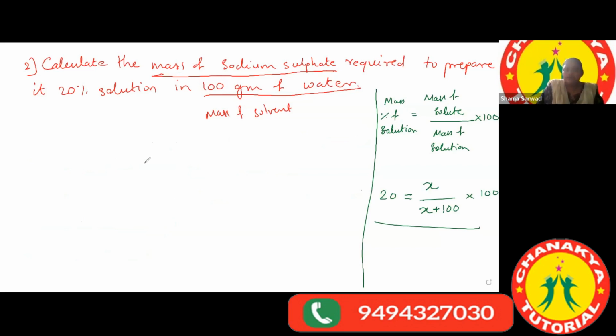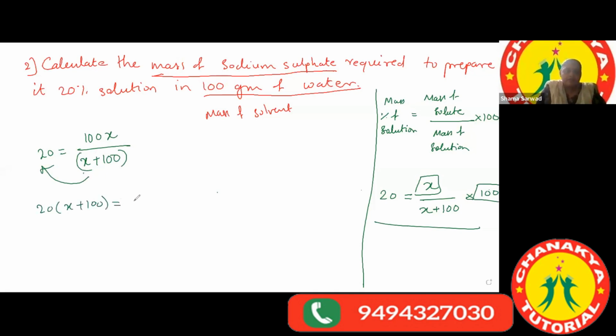Now see this equation you get. In that, this 100 will be multiplied by x. Both are at the numerator place. So you can write 20 is equal to 100x upon x plus 100. Now this term is divided. If it goes that side, it becomes multiply, correct? So you will get 20 in bracket x plus 100, which is equal to 100x. Correct?